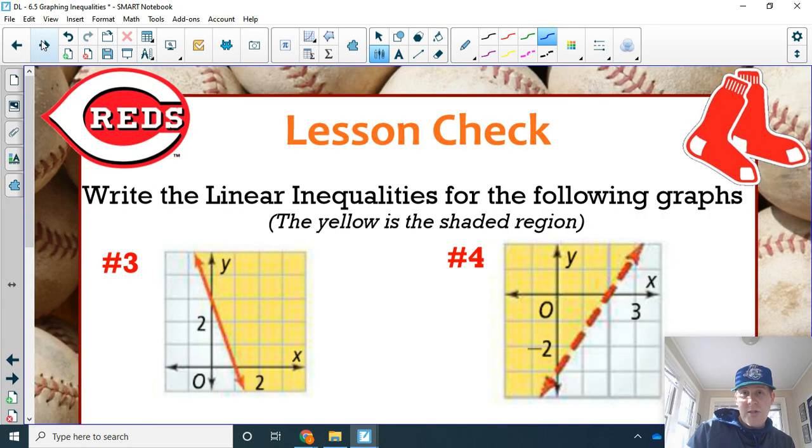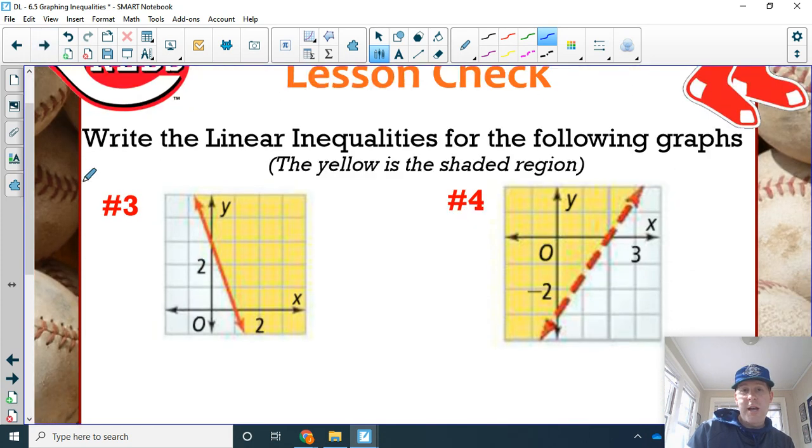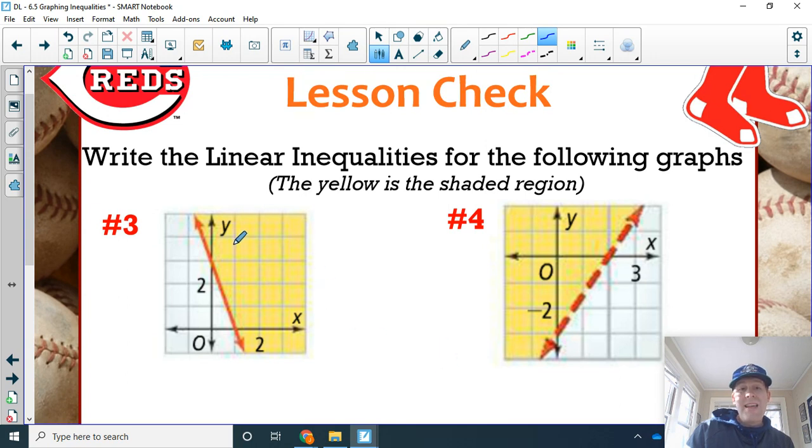Here are the next 2 examples for your lesson check. This is going the opposite way. Here is the graph, write the inequality. Pause this video, and just know that the yellow region represents the shaded region of these graphs.